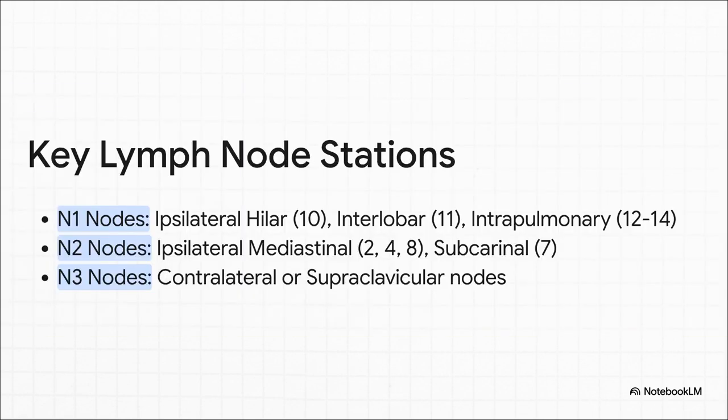You know, the lymph node map can look really intimidating, so let's just break it down into simple zones. Think of it this way. N1 nodes are local. They're inside the lung or right at the root, the hilum, on the same side as the tumor. N2 nodes are one step further out, in the middle of the chest, the mediastinum, but still on the same side. The second that cancer crosses the midline to the other lung or goes up into the neck, that's N3. And that distinction is absolutely fundamental to staging.